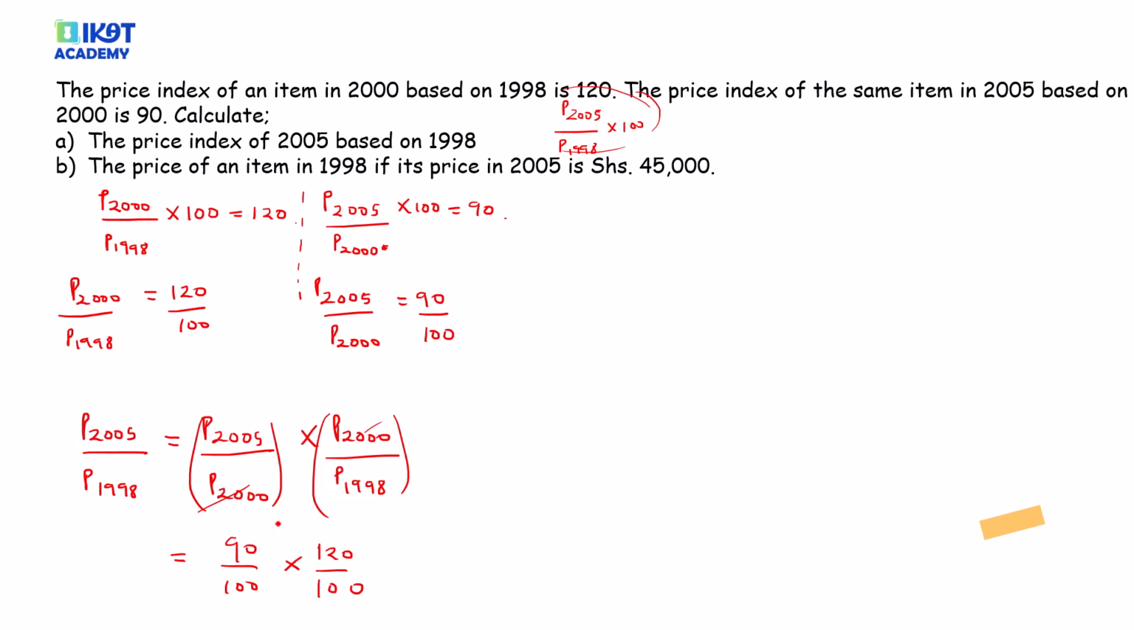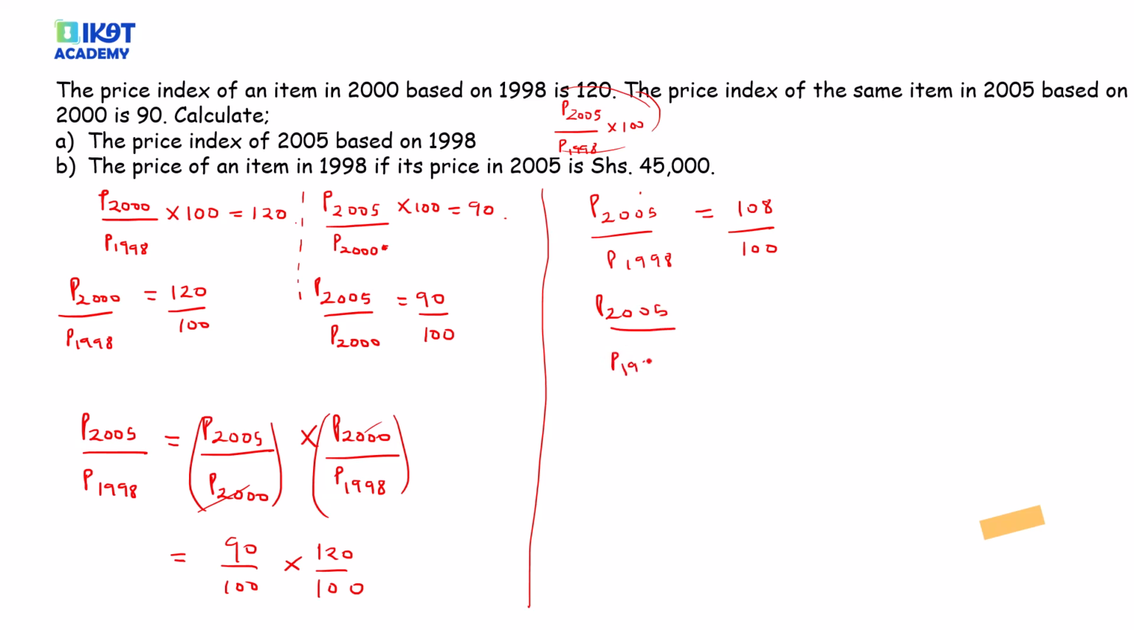We could try to reduce, but you can still just use your calculator and get 2005 out of 1998. It's going to be 108 out of 100. But remember, I want it multiplied by 100. So this times 100 is equal to 108. So our price index is 108.